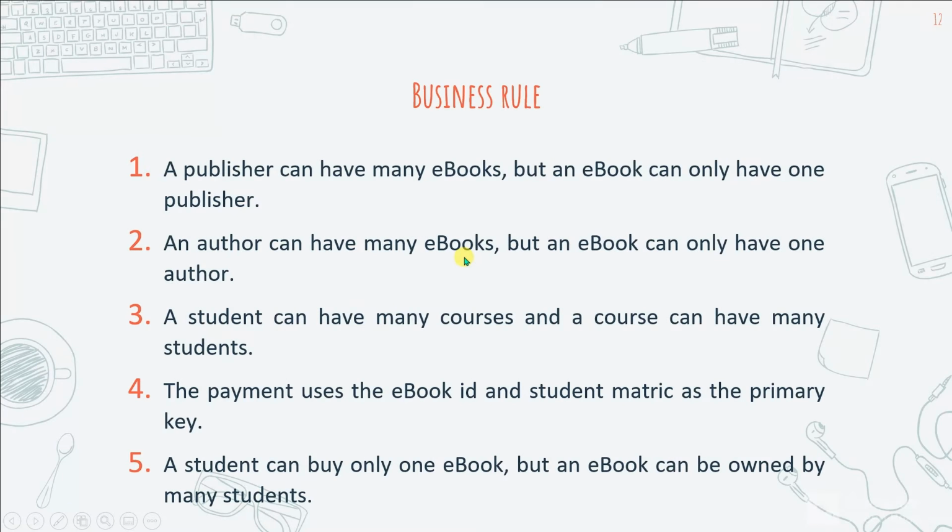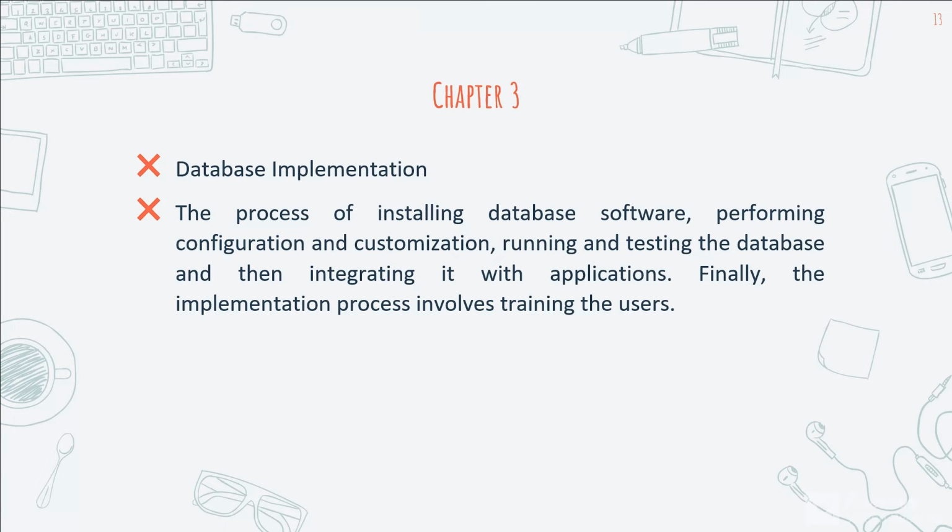We will proceed with business rule. So there are 5 business rules in our project. The first one is a publisher can have many ebooks, but an ebook can only have one publisher. An author can have many ebooks, but an ebook can only have one author. A student can have many courses and a course can have many students. The payment uses the ebook ID and student matric as the primary key. A student can buy only one ebook, but an ebook can be owned by many students.